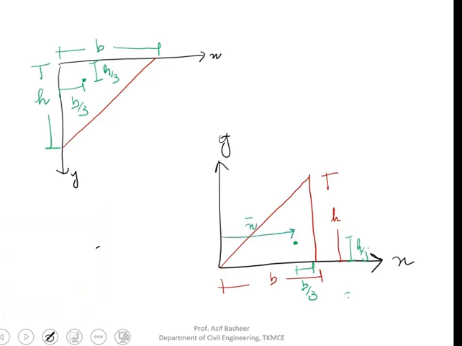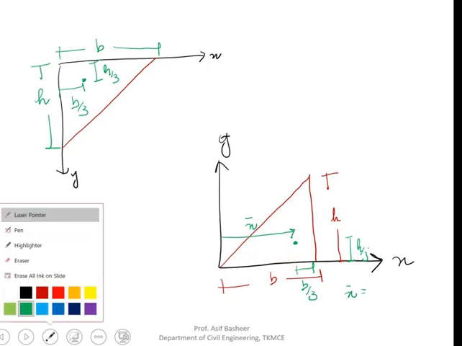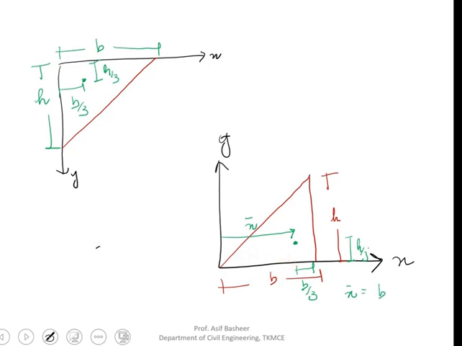So the x bar I can write as the total distance from here to here, which is b, minus b by 3. You'll get it as 2b by 3, because the reference axis is taken at this point. We have taken the reference axis at this point, so the centroid distance will be 2b by 3. And there is no change for your y bar, because the reference axis is the same. So the y bar is h by 3 itself.